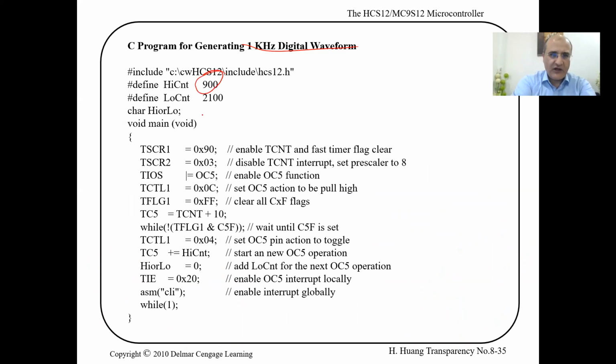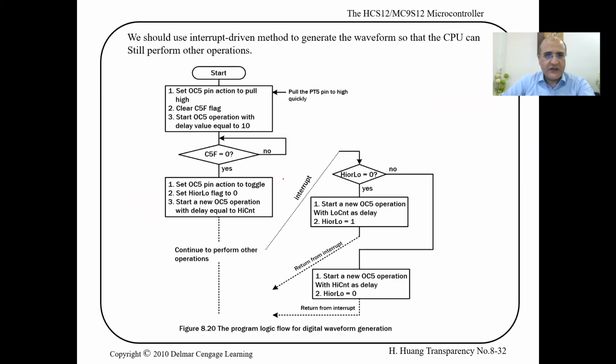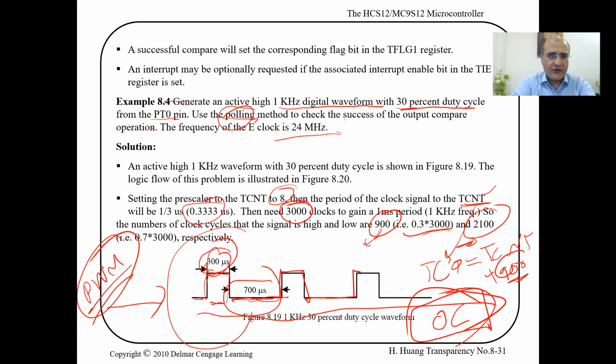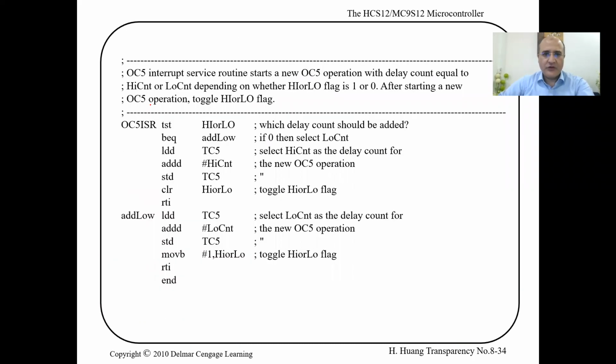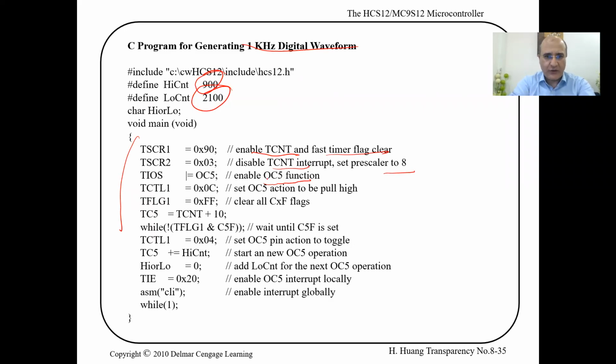He said, I'm going to count high 900 times, count low 2100 times, set the registers to enable the TCNT with a fast timer clear, disable the TCNT interrupt. He doesn't want to do interrupts, set the prescaler to 8, enable output compare 5 function. Well, here it was, is it 5? 0. That's wrong, 0. So anyways, this will output it on channel 5. You know why channel 5? Because channel 5 on our board is connected to the speaker, the buzzer.